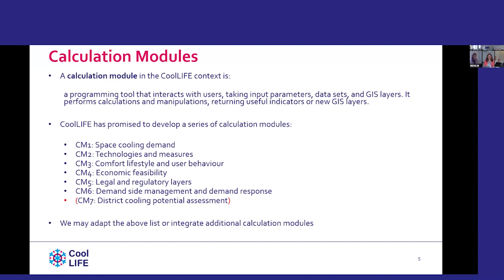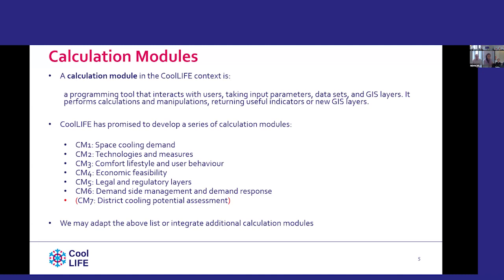And in that sense, we have planned 6 main calculation modules for the toolbox, starting with a space cooling demand, which first of all provides some generic information on a hectare level for coming years for visualization purposes, but also you can perform analysis for identifying the space cooling needs of a building based on their archetypes and additional input parameters.